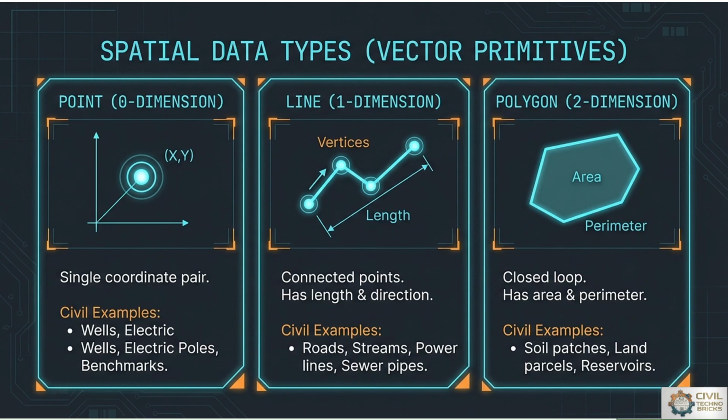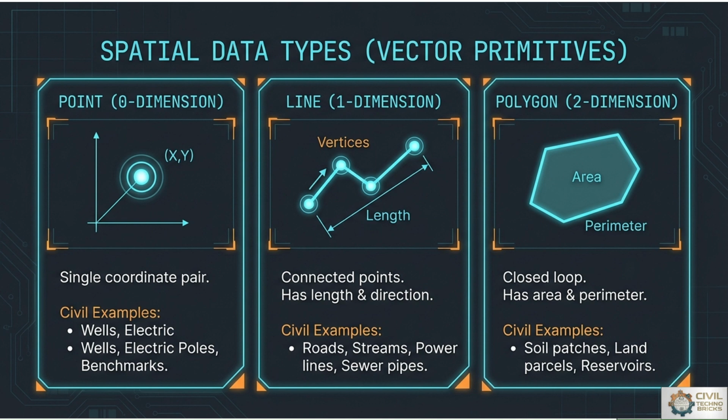Spatial data types, or we can also say vector primitives. Spatial data is data where GIS is represented using vector primitives such as point, line, and polygon. Point is 0 dimension, line is 1 dimension, polygon is 2 dimension. They are used to model real world civil engineering features in remote sensing and GIS applications.